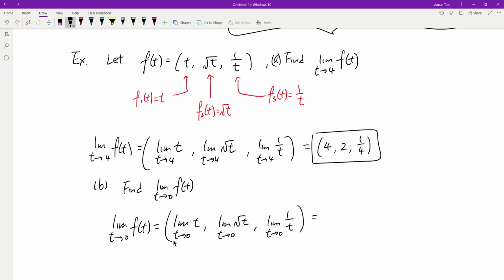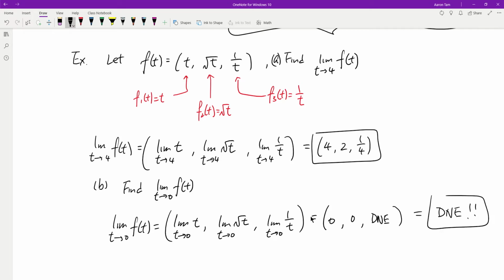Now, notice that when t approaches 0, t approaches 0. If t approaches 0, radical t also approaches 0. But now here comes the big problem. This one right here does not exist because 1 over 0 does not exist. Okay? So what happened to this whole thing? This whole thing failed to exist.